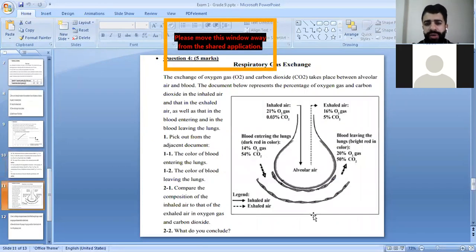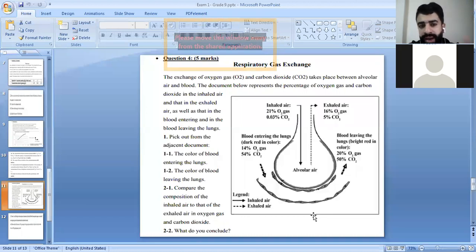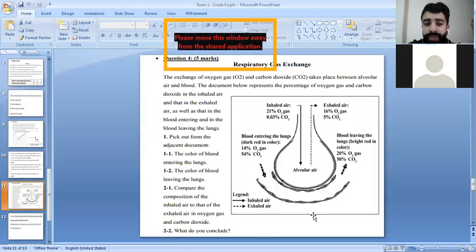Question number 4, respiratory gas exchange. The exchange of oxygen gas, O2, and carbon dioxide, CO2, takes place between the alveolar air and the blood. The document below represents the percentage of oxygen gas and carbon dioxide in the inhaled and exhaled air, as well as that in the blood entering and the blood leaving the lungs.